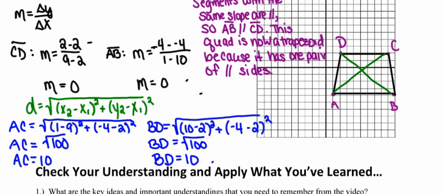So now I have to write a little blurb explaining why my nice nifty little calculations make this trapezoid isosceles. So this trapezoid is isosceles because its diagonals are congruent.